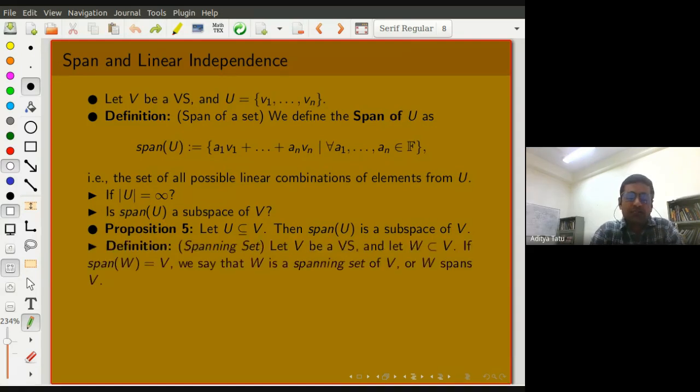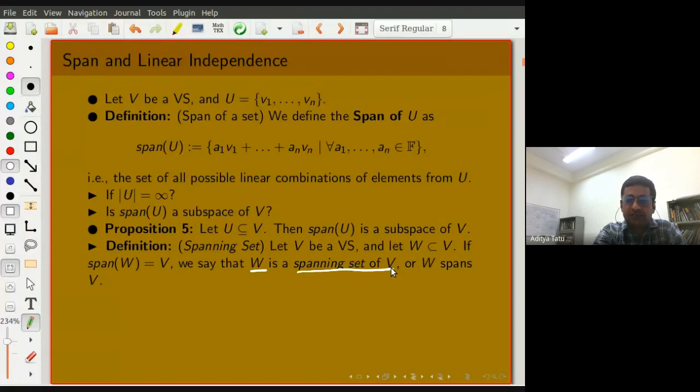Let us now define, using this span, something called a spanning set. So if we are given a vector space V, and if W is a subset of V such that span of W is exactly equal to the vector space V, in that case the subset W is what is called a spanning set of the vector space V. Or we'll also say that W spans V. I hope this should be easy enough to understand.